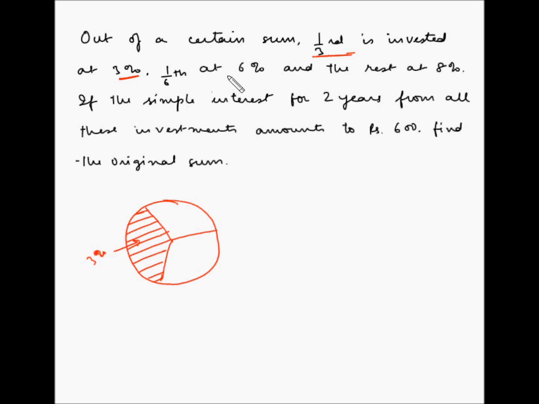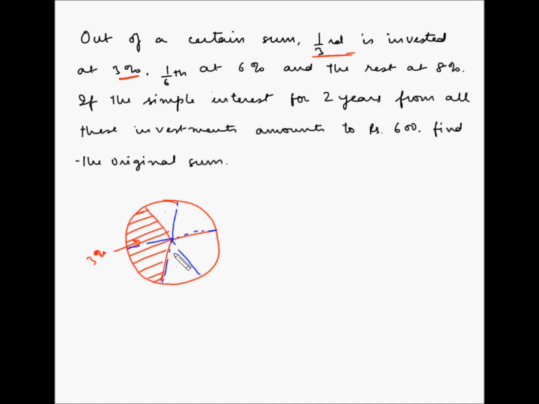And 1/6 at 6%. So the same wealth, if it was to be divided in 6 equal parts, let's divide it into 6 equal parts. So 1, 2, 3, 4, 5, and 6. So one out of these 6 parts is invested at 6%.